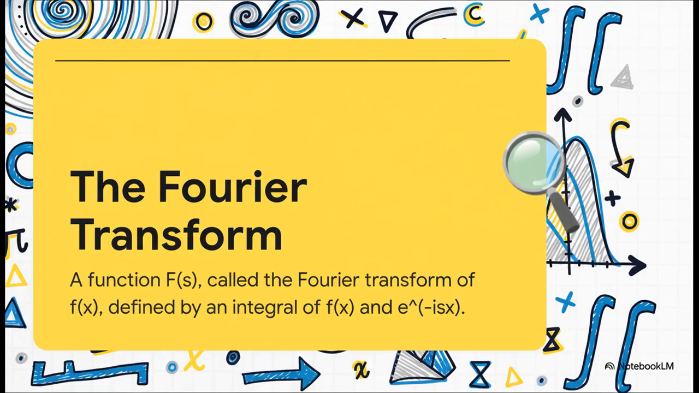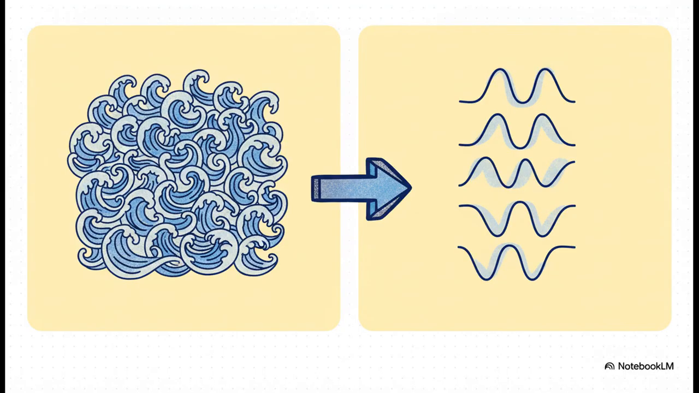Instead of looking at a function's value over time or space, the Fourier Transform breaks it down into the basic frequencies it's made of. It's kind of like hearing a musical chord and being able to pick out each individual note. Think of it this way.